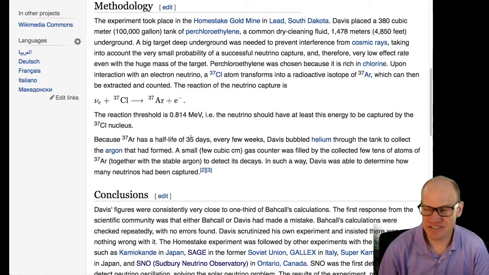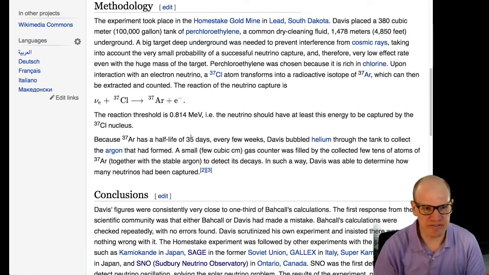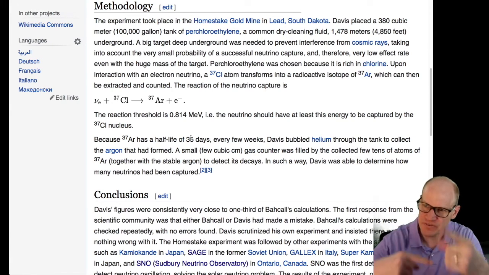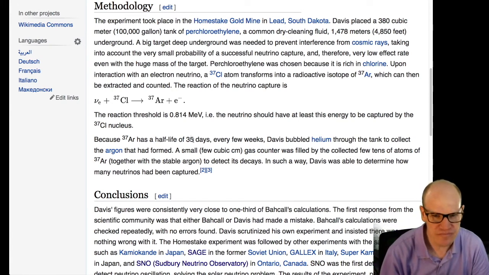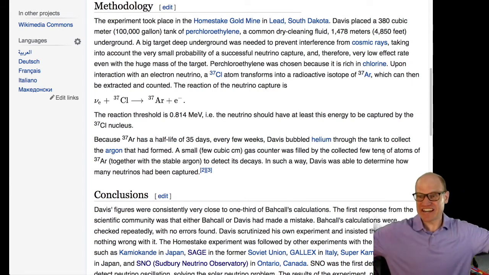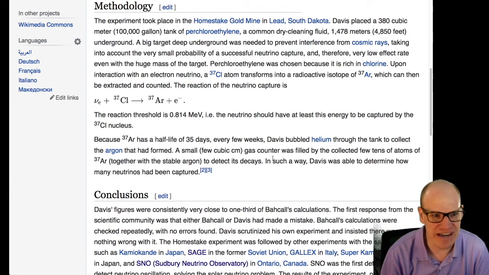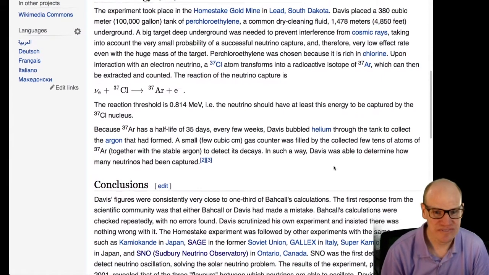Argon has a half-life of 35 days. So once you form that argon, you have to detect it in 35 days or else it will spontaneously decay into something else. And so there had to be constant recycling of this material in order to count it. Davis bubbled helium through the tank to collect the argon that formed. A small few cubic centimeter gas counter was filled by the collected few tens of atoms. So you have this gigantic swimming pool sized vat of dry cleaning solution, and you're getting a few tens of atoms of argon 37 to detect its decays. That's pretty cool. Tens of atoms.